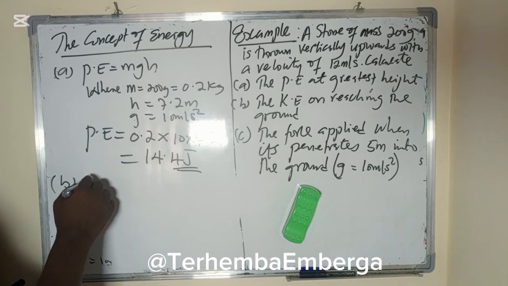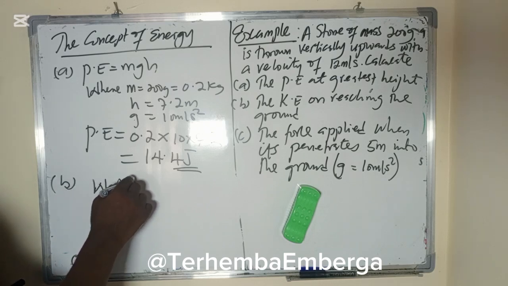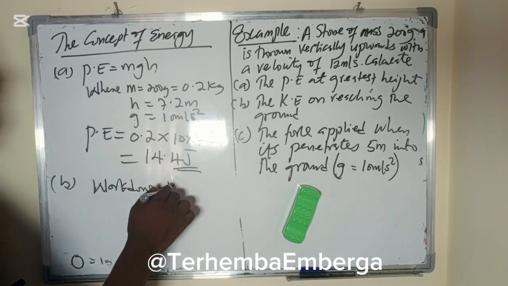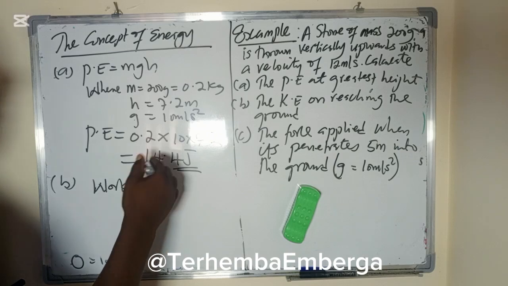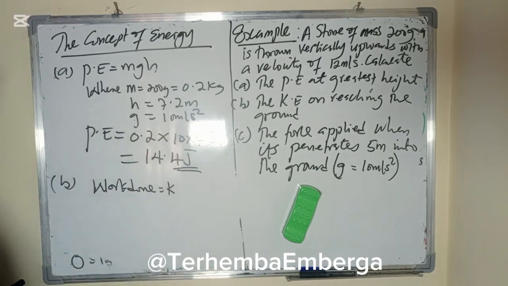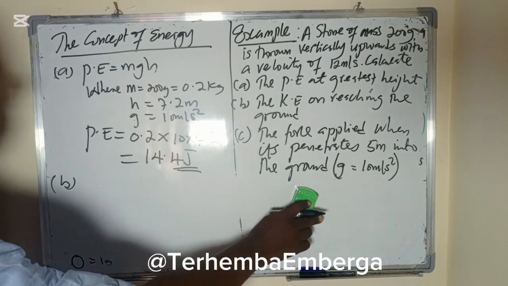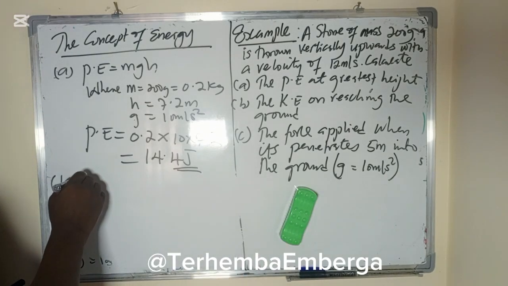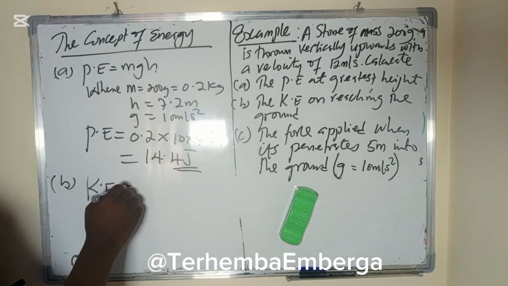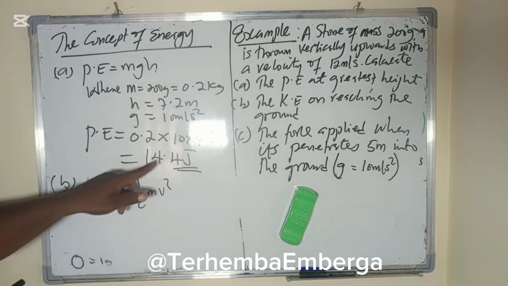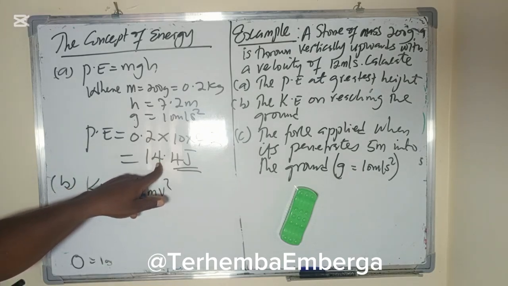Since you know that work done is equal to kinetic energy, therefore, potential energy is equal to kinetic energy. But let's do the calculation. Kinetic energy is given as half mv squared. Because with this, already we know that the answer is 14.4.